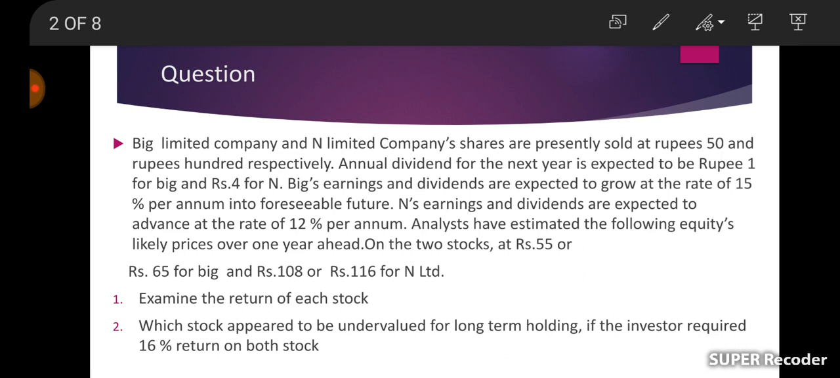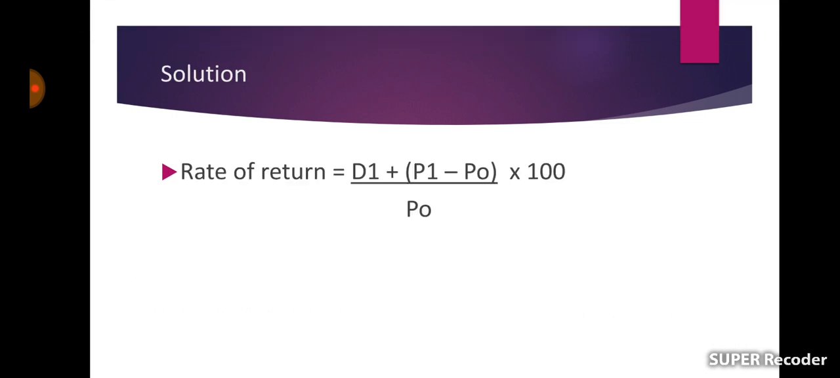So let's check our answers. The equation for calculating rate of return. The first part of our question is the calculation of rate of return. So the equation for calculating rate of return is equal to D1 plus P1 minus P0 divided by P0 into 100.